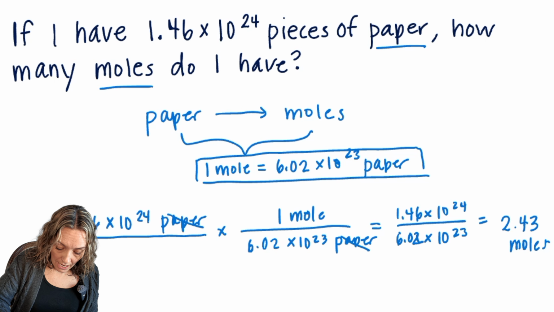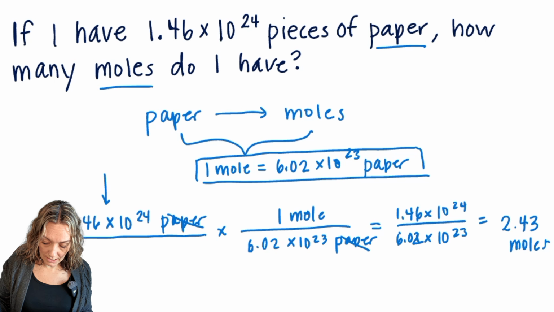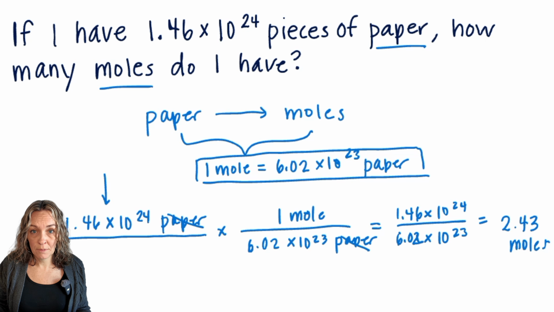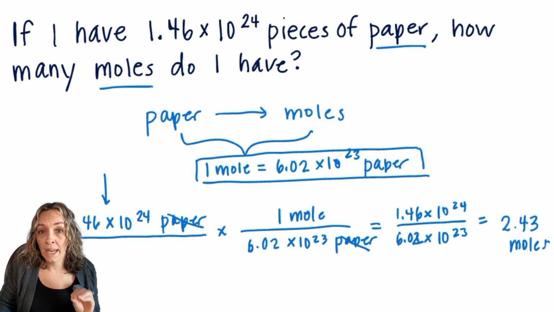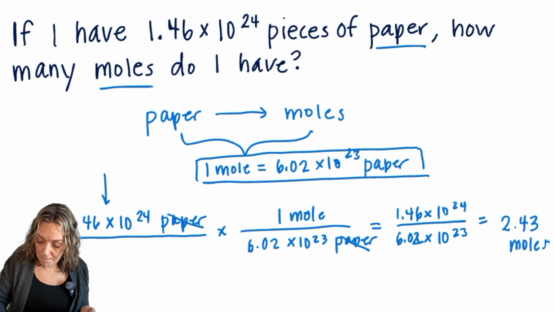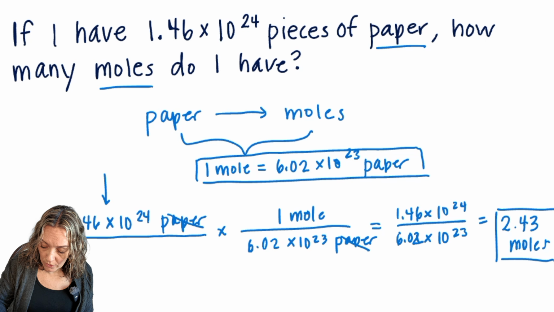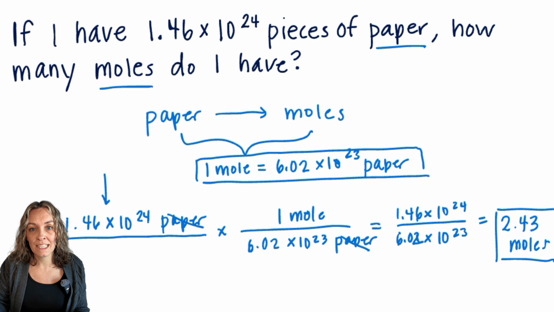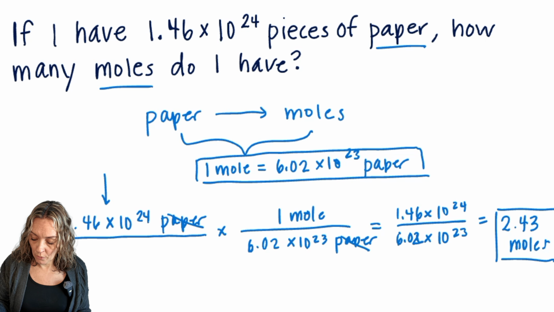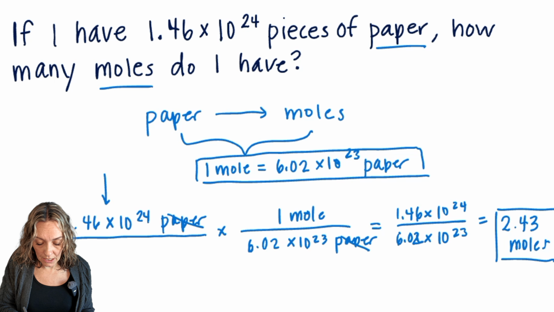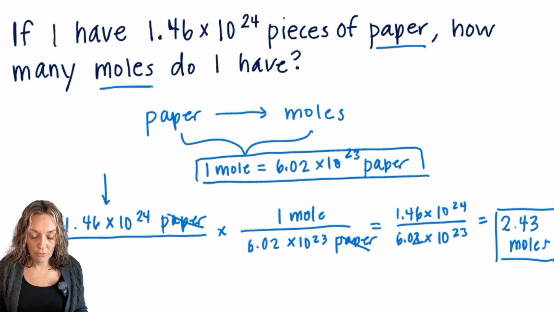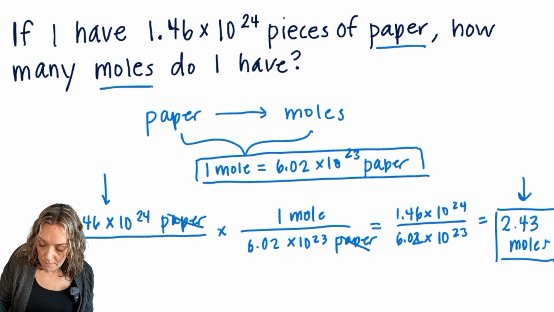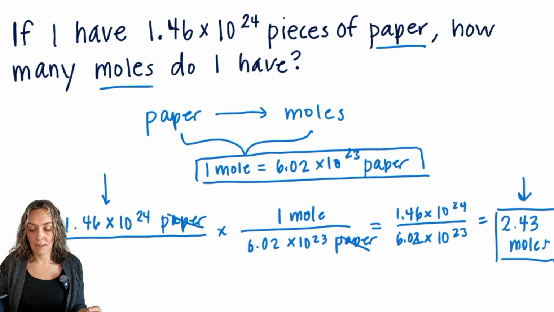Here's why. I can use this number right here, which is an exponent and a massively huge number that's a pain to do math with, or I can express the exact same amount in the unit of moles, and now I have a much more easily usable number. So it's much easier to use 2.43 to talk about the amount of paper that I have, rather than 1.46 times 10 to the 24th. But once again, these two amounts are exactly the same amount.